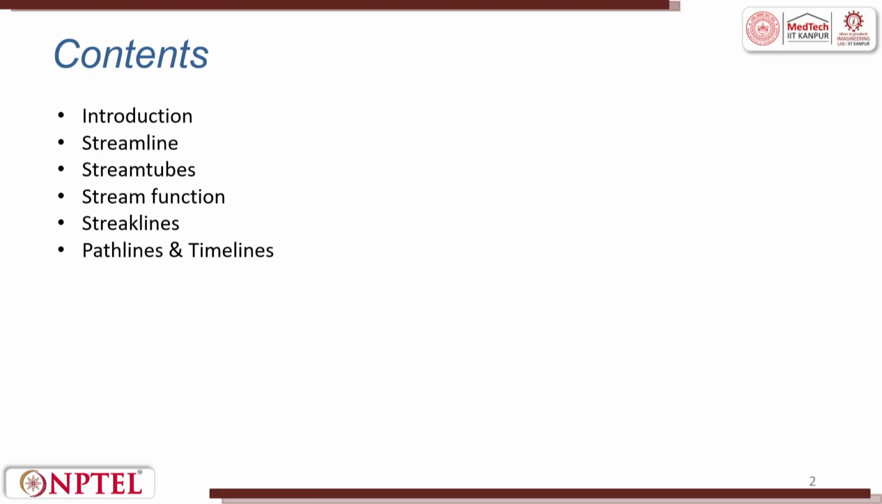In this lecture, we will see the introduction part of it, then the different lines: streamline, stream tubes, stream functions, then streak. Finally, we will see path lines and timelines. Very clear, path. How does a path move? A Brownian motion. That is called a path line. Timeline, how is the particle moving with respect to time?